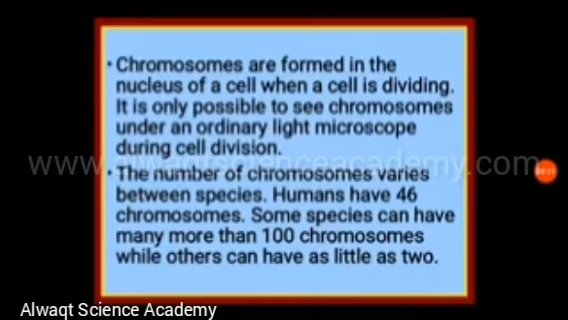Now, every organism has a particular number of chromosomes in a cell. For example, some organisms have just 2. We have those that have up to hundreds or more than that. But for a human being, every human cell has 46 chromosomes. These 46 chromosomes are inherited from both parents. That is, half of it, 23, from the mother and the remaining 23 from the father.